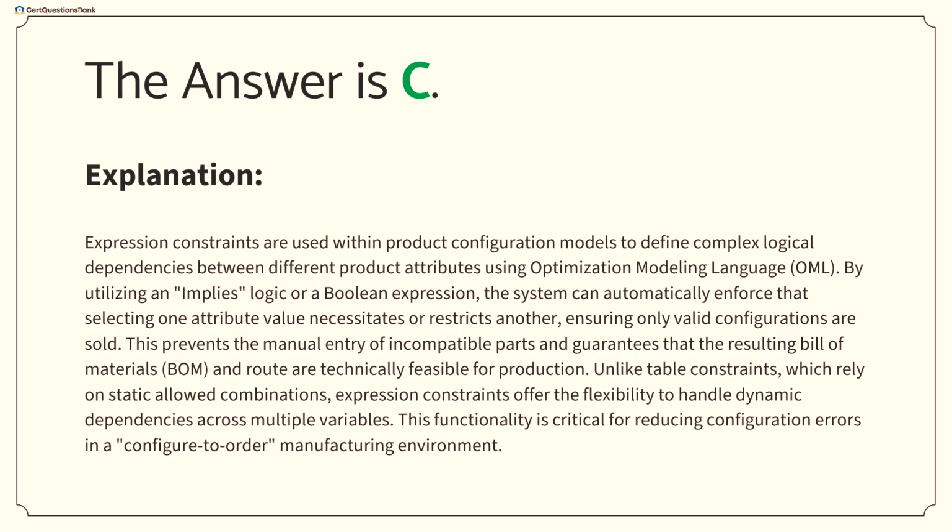This prevents the manual entry of incompatible parts and guarantees that the resulting bill of materials, BOM, and route are technically feasible for production. Unlike table constraints, which rely on static allowed combinations, expression constraints offer the flexibility to handle dynamic dependencies across multiple variables. This functionality is critical for reducing configuration errors in a configure-to-order manufacturing environment.